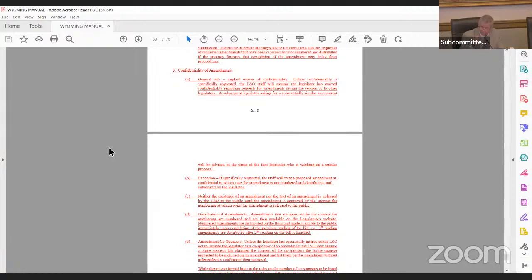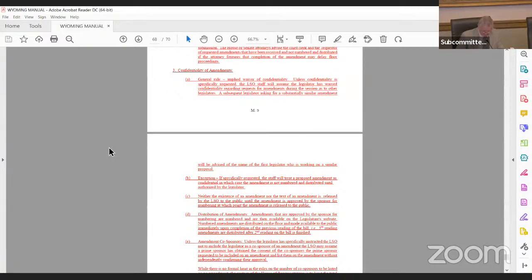And I'll say this, from when I first started at LSO to when I left LSO, that became more of the standard. At the very beginning, it was more, no, hush, hush. But the legislature has really accommodated themselves to make things work better by letting other legislators know what's going on. And that language is reflected in here.